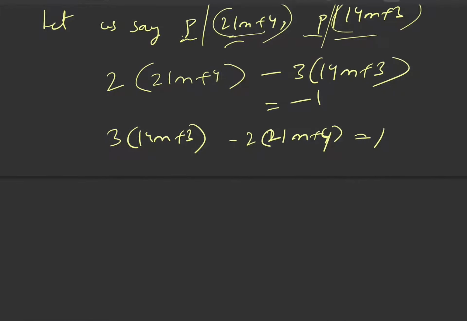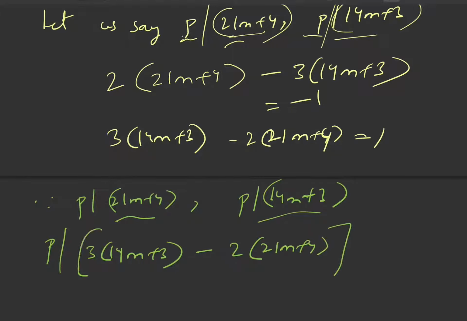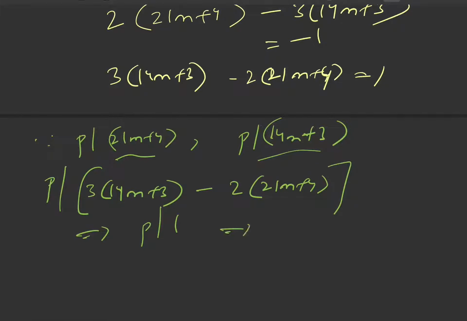So now since P divides 21m + 4 and P divides 14m + 3, P should also divide a linear combination of these two, isn't it? So P also divides the linear combination 3 into (14m + 3) minus 2 into (21m + 4). P also divides this, so this means what? P divides 1, and P divides 1 means what? P is nothing but plus or minus 1.